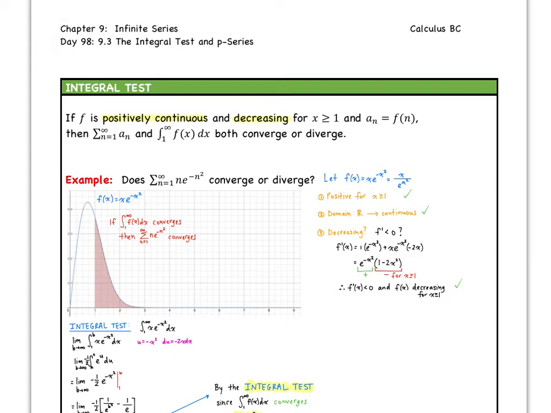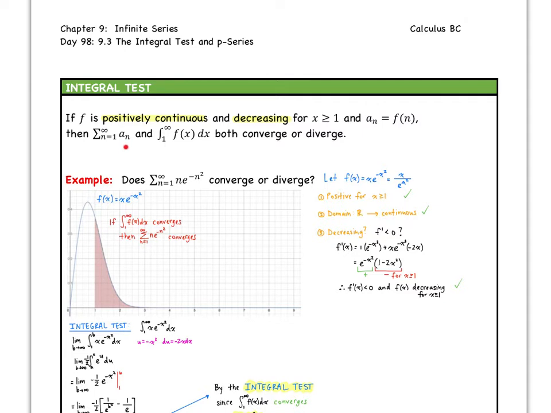In order to apply the integral test, we must show f is positive, continuous, and decreasing for x greater than or equal to 1. And we're going to let the sequence a_n equal the function in terms of n. So we're going to let those be the same thing. Then if the integral converges, so does the series. If the integral diverges, so does the series.